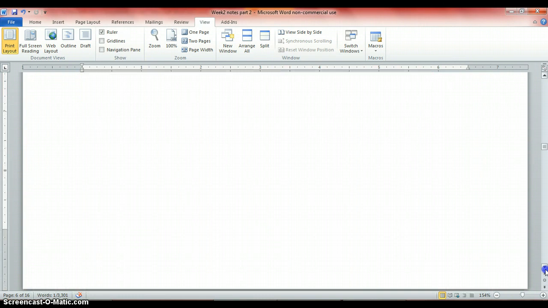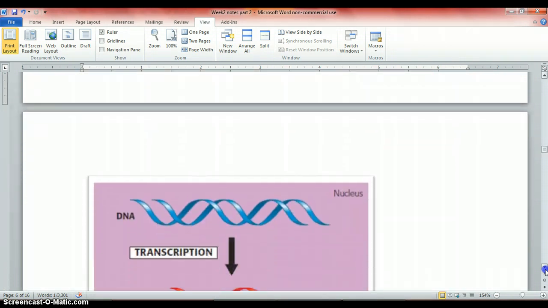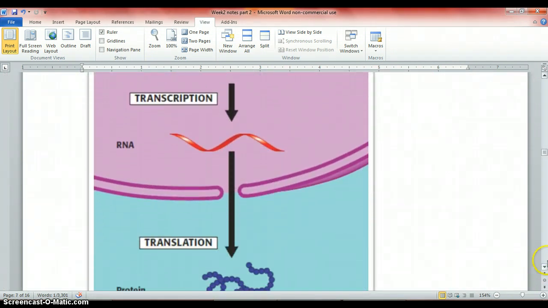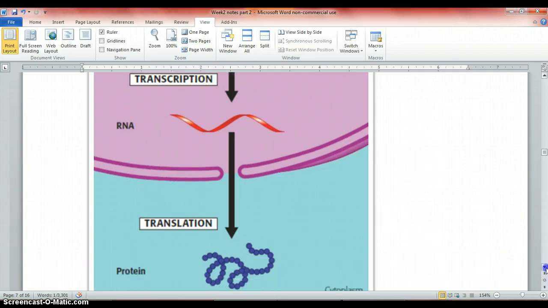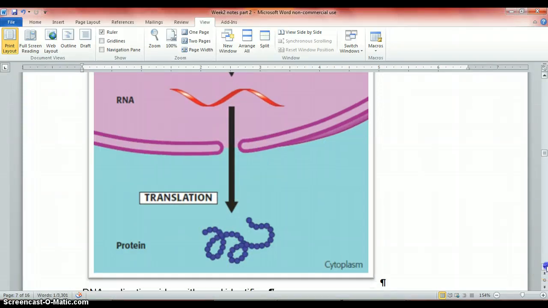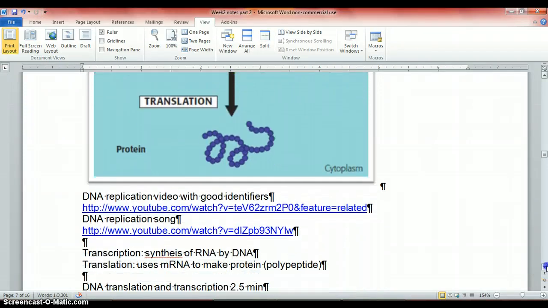Let's scroll down. And here's a good picture of it. So for transcription, we're at the RNA. Then we go outside of the nucleus with that RNA, and translation leads into our protein. Remember, we love proteins because they do everything.